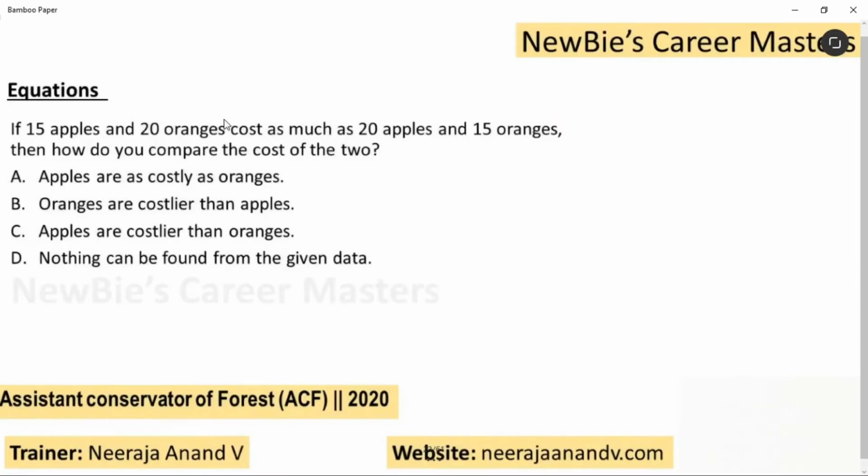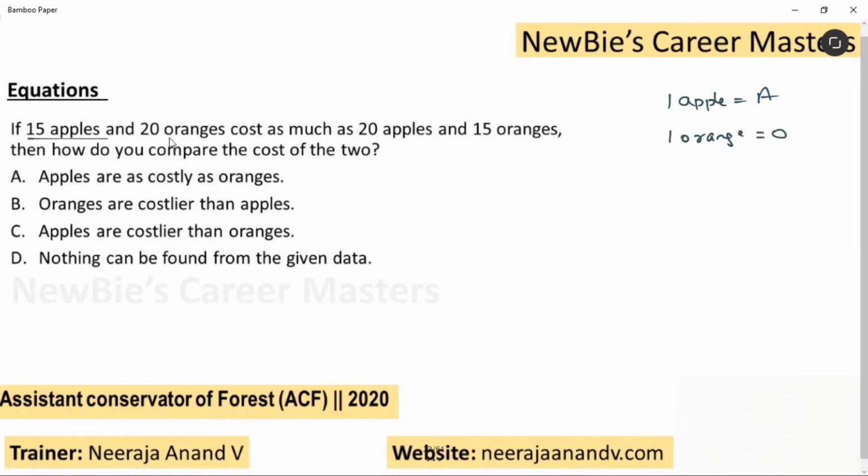That's it. Next question is, if 15 apples and 20 oranges cost as much as 20 apples and 15 oranges, then how do you compare the cost of 2? Try this question, newbies. It's very simple. You can solve it on your own. Check it. Cost of 1 apple, you can take as A. Cost of 1 orange, you can take as O.